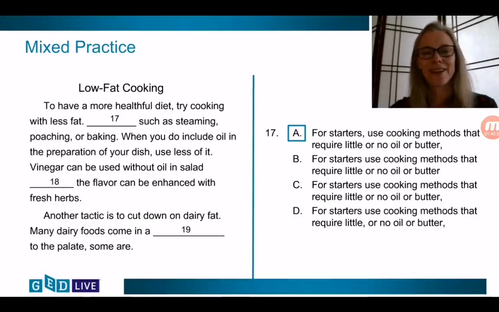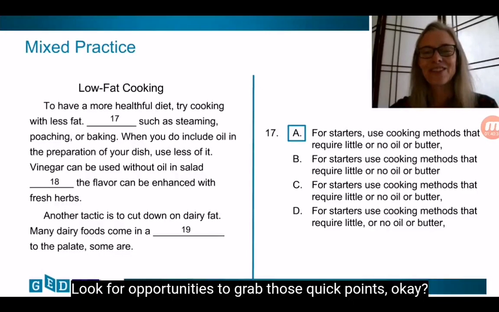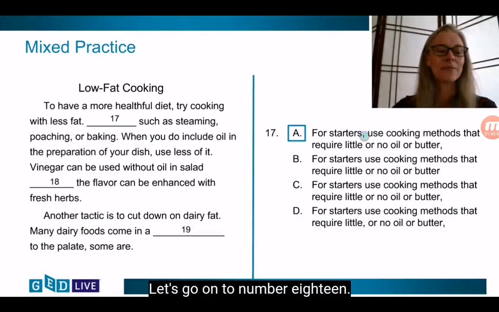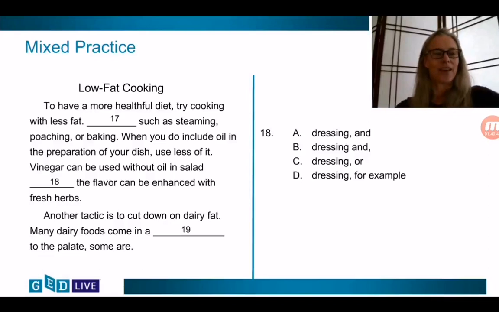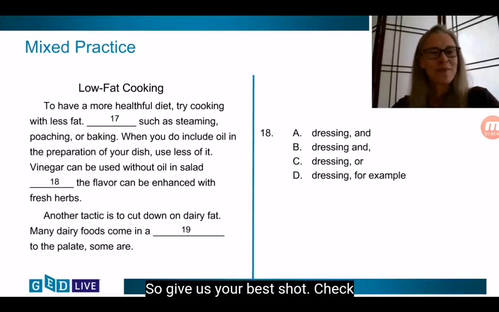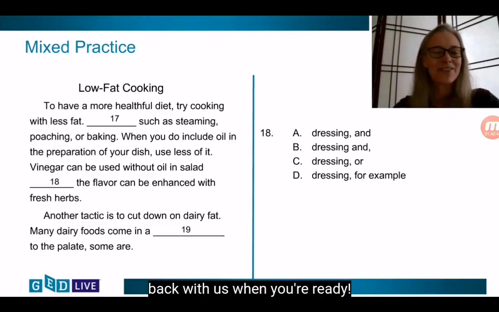Ooh, thank you, test maker. Look for opportunities to grab those quick points. Okay? Let's go on to number 18. So, give us your best shot. Check back with us when you're ready.